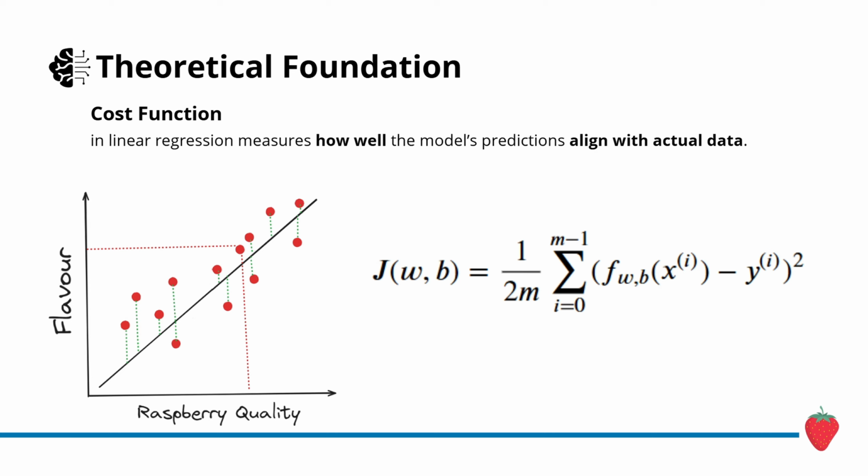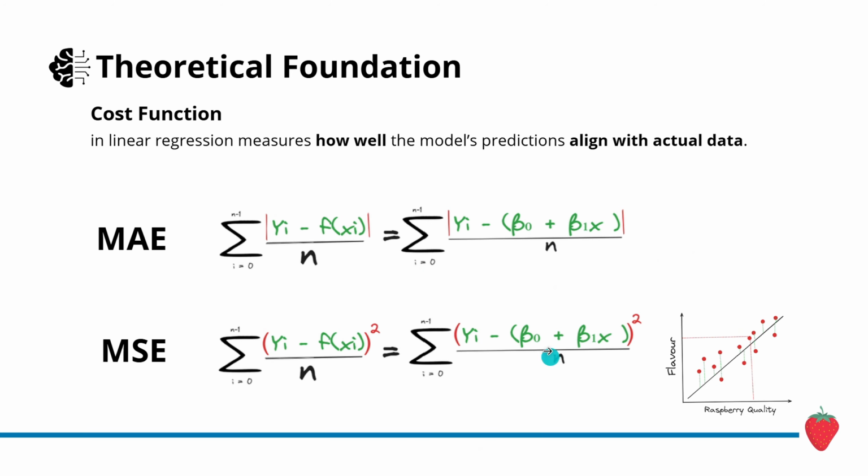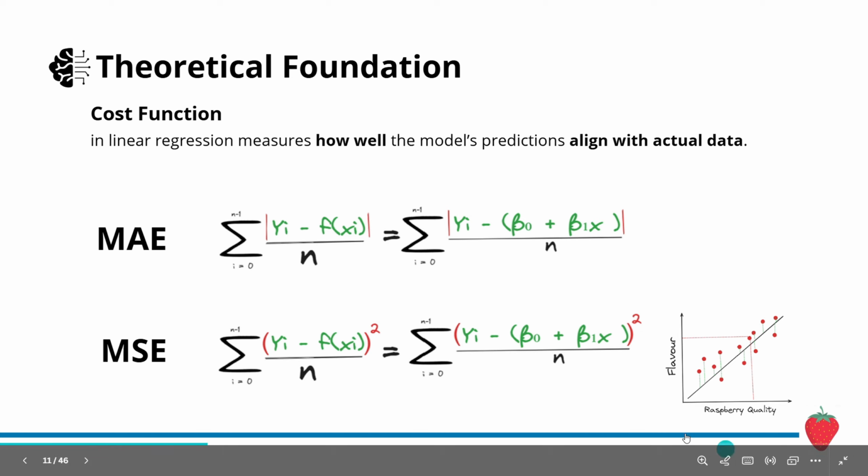The cost function in linear regression measures, as I said, how well the model's predictions align with the actual data. There are different cost functions, but the ones we use the most in linear regression are two. We use others, but these are the ones we start with. There are MAE and MSE. What does each one stand for? The first one means mean absolute error. The second one is mean squared error.